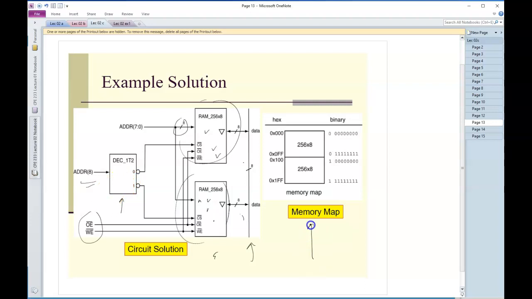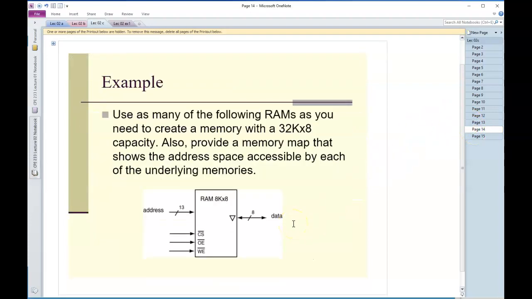So here's the associated memory map. Here's my 8 bits, so each of these is equivalent, from 8 zeros through 8 ones. What makes them different is that the decoder is assigning 0 to this memory and a 1 to this memory, which ensures that both of these RAMs are not driving their data onto the bus simultaneously. We don't want bus contention. So that works great.